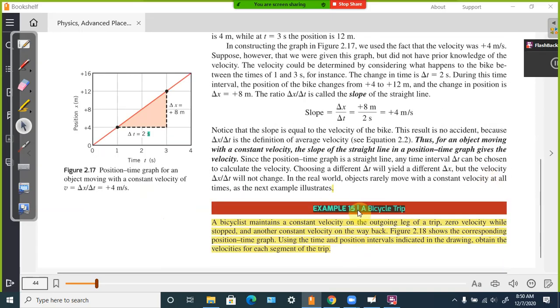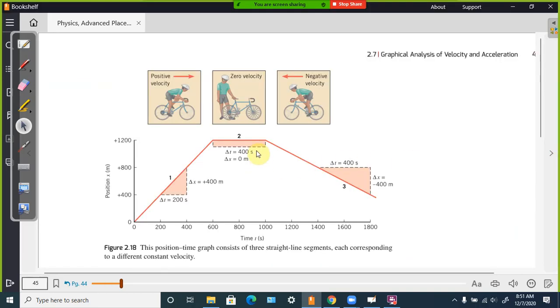Down here, it says example 15. A bicyclist maintains a constant velocity on the outgoing leg of a trip, zero velocity while stopped, and another constant velocity on the way back. Figure 2.18 shows the corresponding position versus time graph. Using the time and position intervals indicated in the drawing, obtain the velocities for each segment of the trip. Okay. So here's what 2.18 looks like.